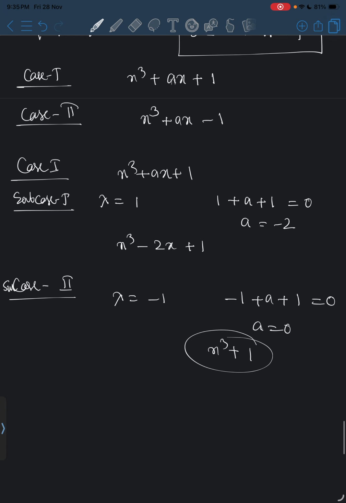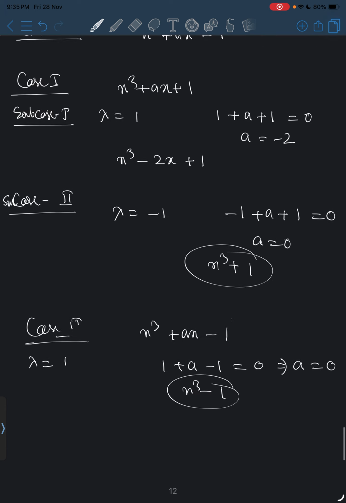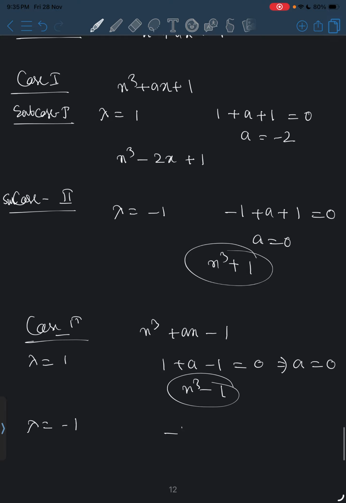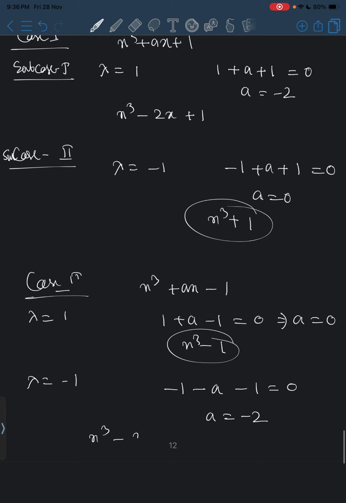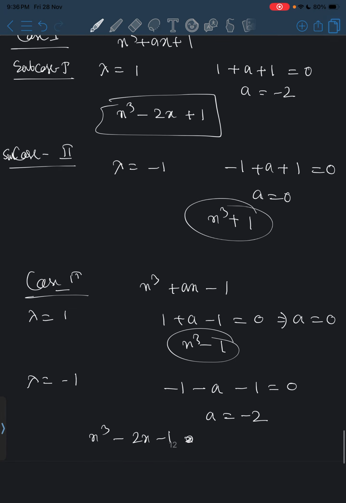And again for case 2, x cube plus ax minus 1. If lambda equal to 1, 1 plus a minus 1 is 0. So a equal to 0. So x cube minus 1 is a polynomial. And lambda is minus 1: then minus 1 minus a minus 1 is 0, a equal to minus 2. So then you have x cube minus 2x minus 1. This is the polynomial, right?